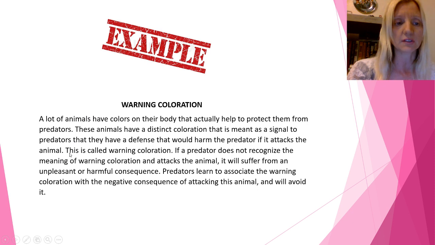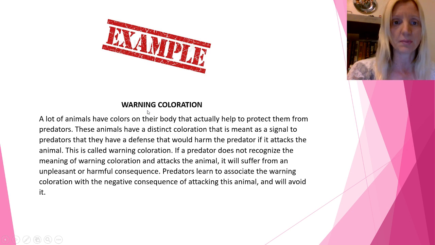However, if you look down a little further, you see the sentence, this is called warning coloration. So that sentence, because it has this, indicates that a good part of the definition will be in the sentence before. And in fact, it is. Warning coloration, it's important to note it's a distinct coloration. It signals predators as a defense. It would harm the predator if it attacks the animal.